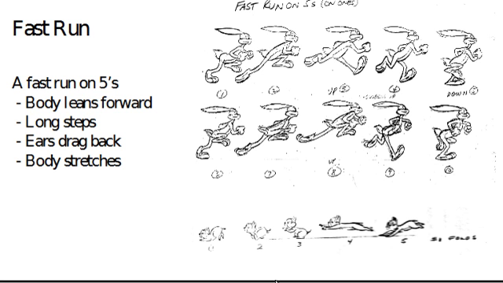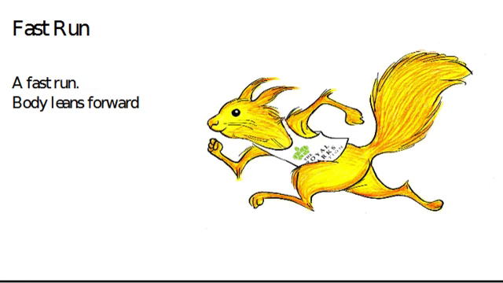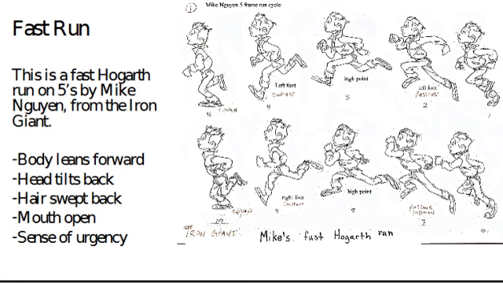We could do fast runs, of course, though. Here's a fast run on 5s using Bugs Bunny. He's leaning forward now, and his ears are kind of flowing behind him. Much bigger steps, longer steps, more of a stretch in the body. Here's a squirrel that I did for the Royal Parks in London for their marathon, and you can see that the body is leaning forward there heavily.